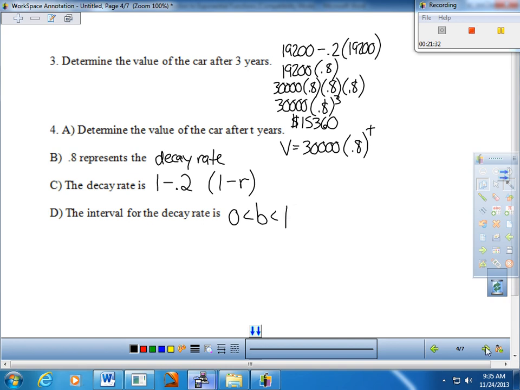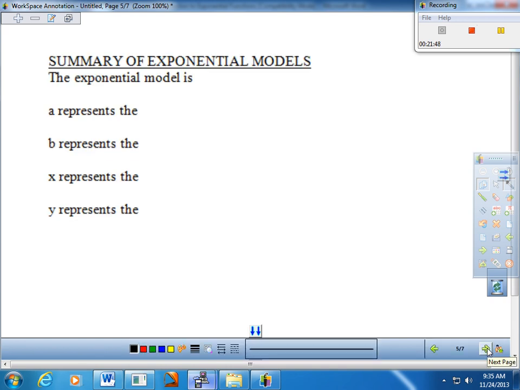Okay, let's go ahead and summarize this. And hopefully the two investigations really make good sense, just calculation-wise. And now here is the exponential model, which will take over a good portion of our unit. So the exponential model has 4 parts: y, a, b, and x. And we saw all of those in play in the 2 investigations.